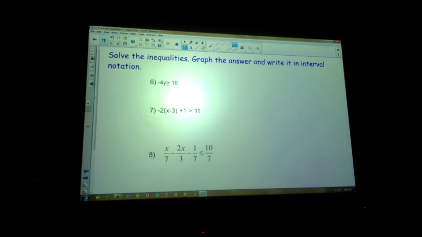Solve the inequalities, graph the answer, write it in interval notation. Okay, so problem number 6. Let's see. Who have we not picked on in a long time? Steve B, I haven't heard from you in a bit.